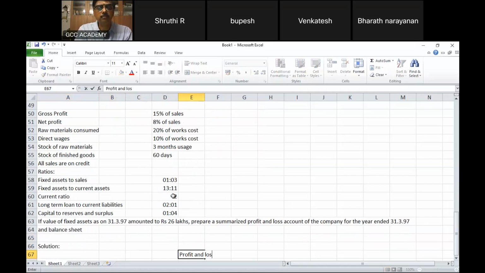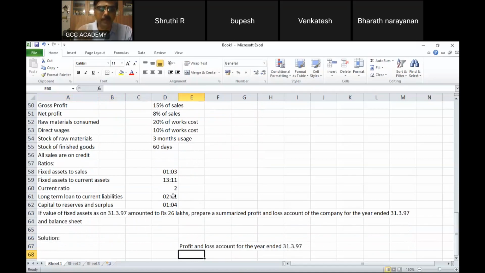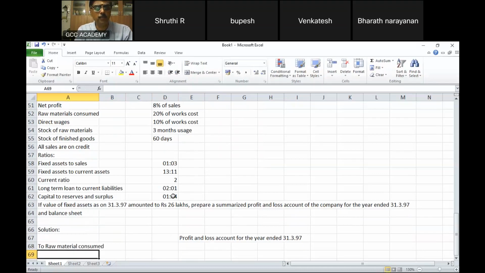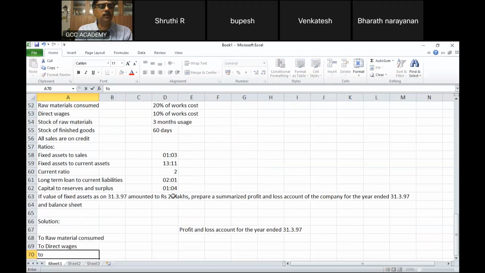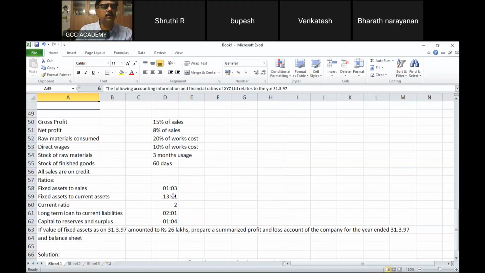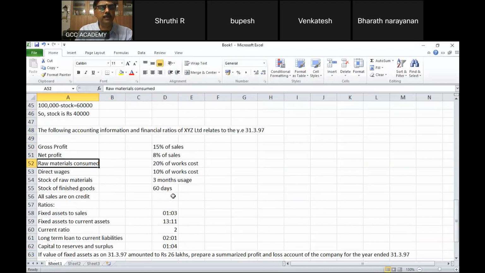Profit and loss account for the year ended 31.3.97. Normally, when you prepare a trading and P&L, since there is raw material consumed, gross profit information is all available. It is trading and P&L. So normally in trading and P&L, first we put raw material consumed, then direct wages. There is a gross profit figure, there is a net profit figure, there is raw material consumed, there is direct wages, and the balancing figure, if any, should be your works overhead.